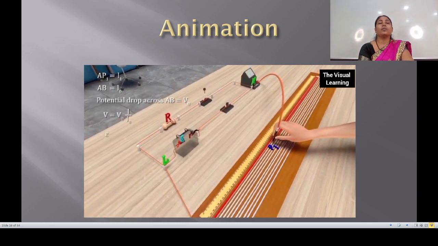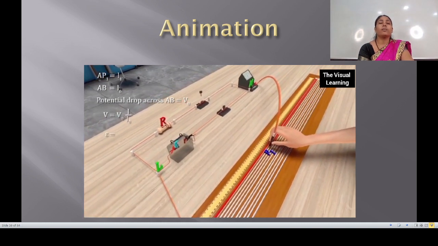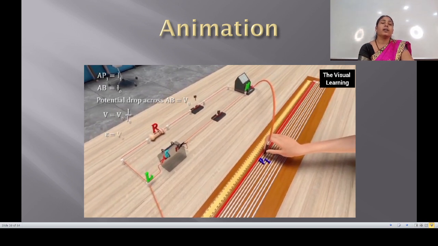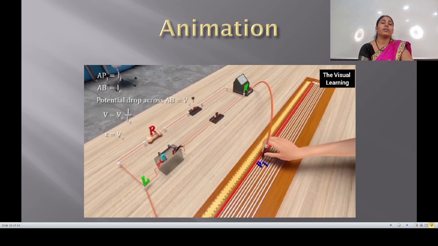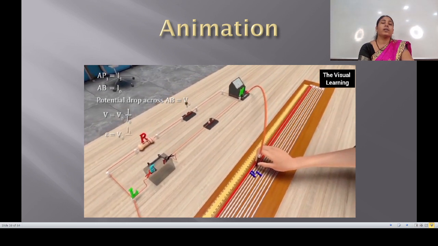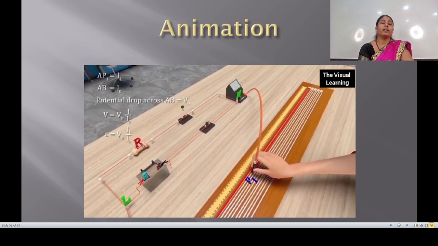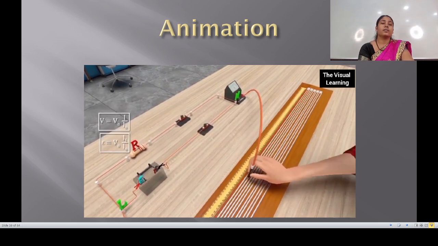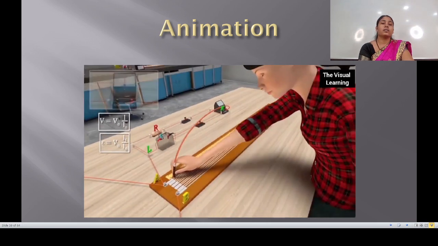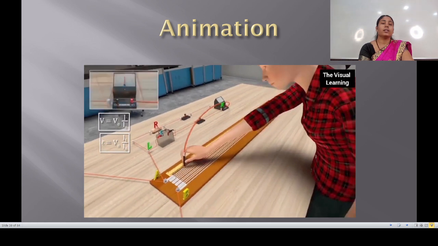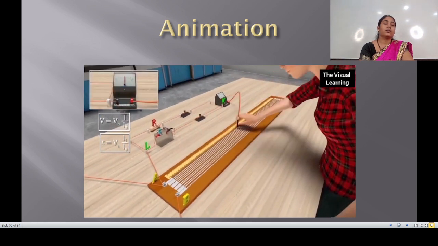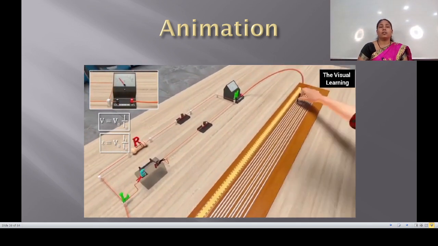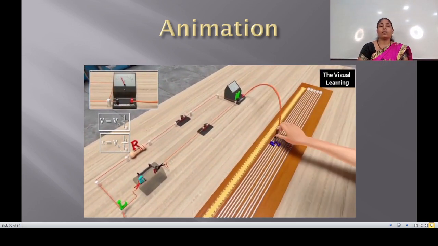So V is equal to V0 into I divided by I0. Therefore, E is equal to V0 into L1 divided by L0. This is the particular arrangement. With the help of the equation, we can find the EMF.